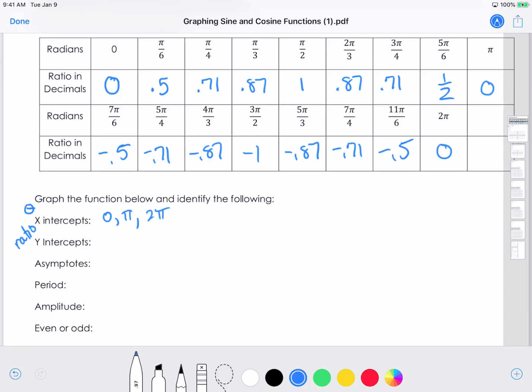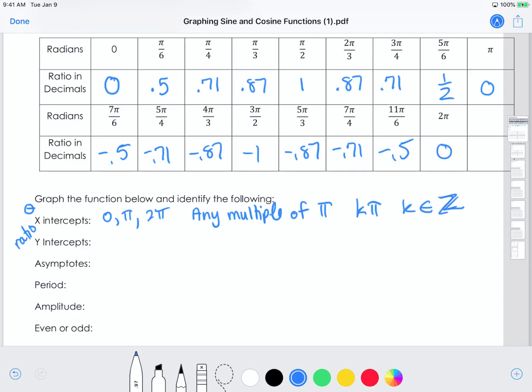Now, if we continued the cycle and we went through another rotation, or if we went counterclockwise a rotation, you'll notice this is going to keep repeating because we've completed a circle, and then when we start the next rotation, the y values or our ratios are going to continue to repeat. So that means any multiple of pi is going to be an x-intercept. It's going to be where it crosses the x-axis. And we would write this as k pi, where k is in the set of integers.